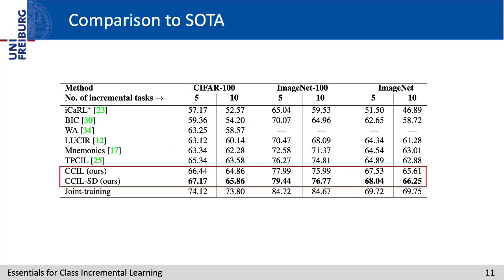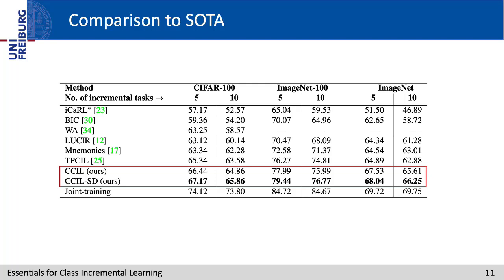Finally, we show results on three benchmarks: C400, ImageNet 100, and full ImageNet dataset. Our CCIL model shows competitive performance on all three benchmarks. Our regularized model, referred to as CCIL ST with self-distillation, further closes the gap to the joint training and achieves the best performance.